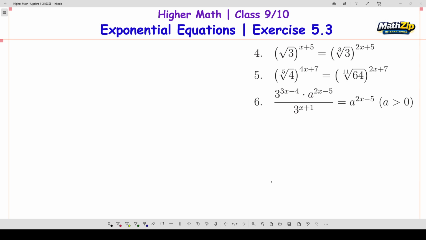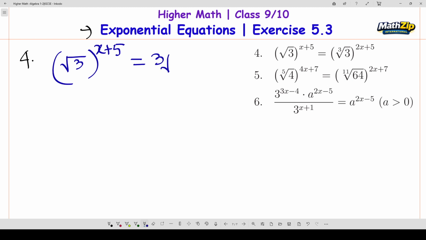Higher Math exercise 5.3, we are starting exponential equation question 4. Root 3 to the power x plus 5 equals cubic root of 3 to the power 2x plus 5. We are going to find out the value of x first.